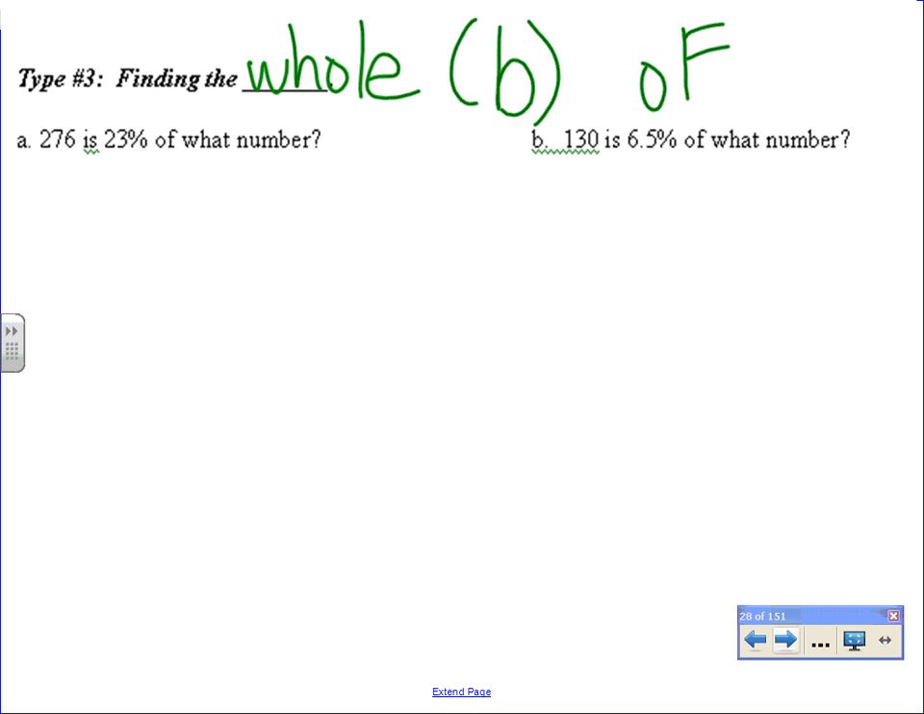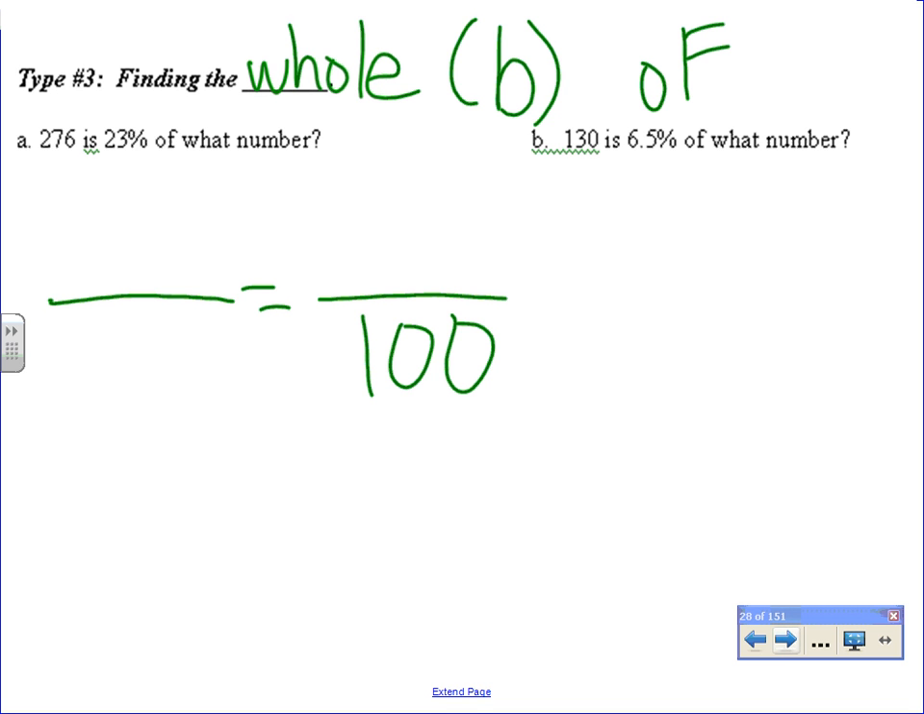Type 3 letter A asks us, 276 is 23% of what number? So I'm going to make my fraction bar equals fraction bar over 100 immediately. Someone help us to fill some stuff in.